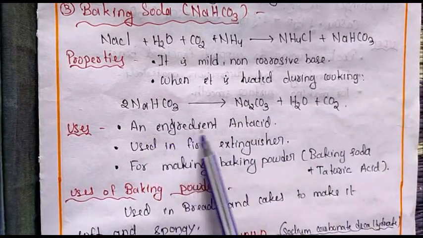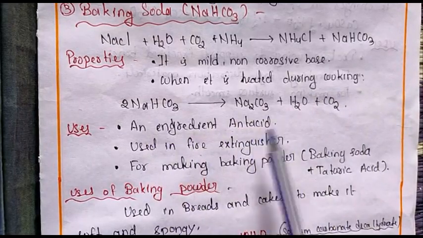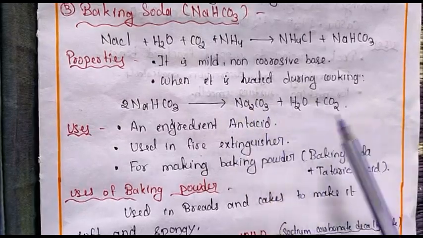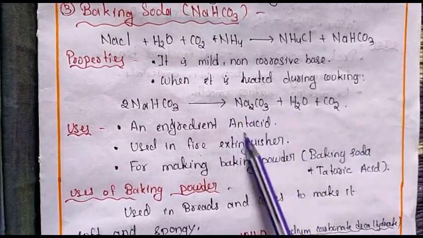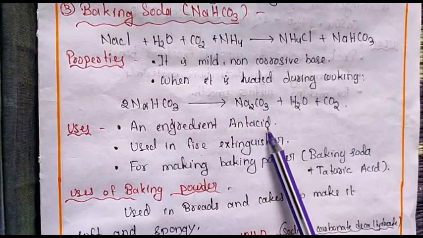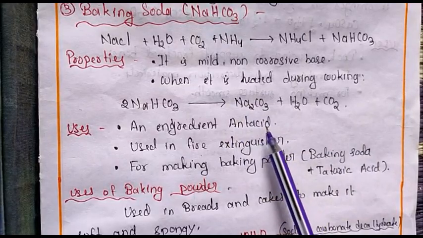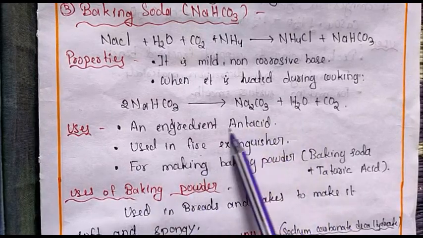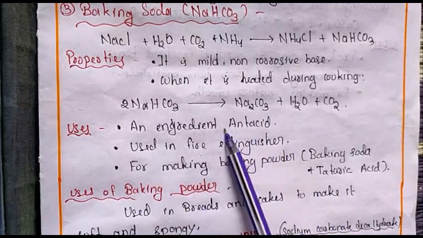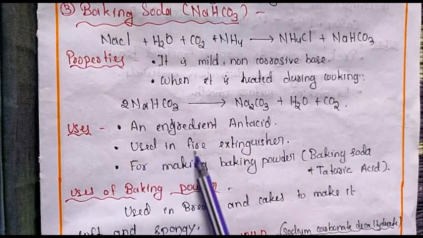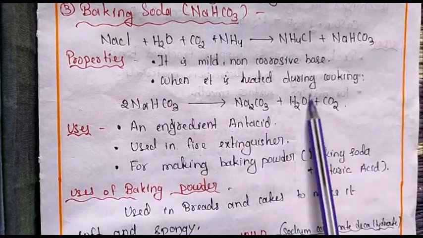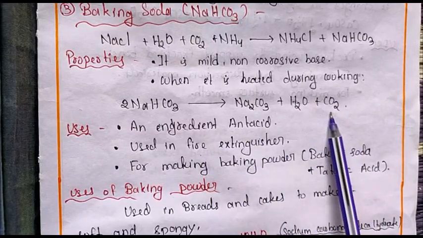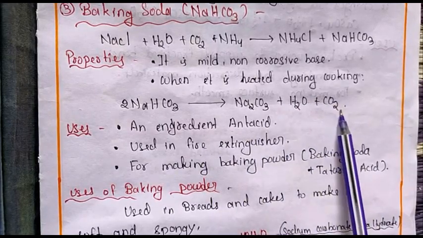it is an ingredient in antacid. Antacid means this Na2CO3, sodium carbonate, is an ingredient in antacid. That means antacid is a tablet for your acidity. It neutralizes the acid. In ENO, it is present. ENO is an antacid. Used in fire extinguisher. As it evolves carbon dioxide, it is used in fire extinguishers because carbon dioxide does not support fire.